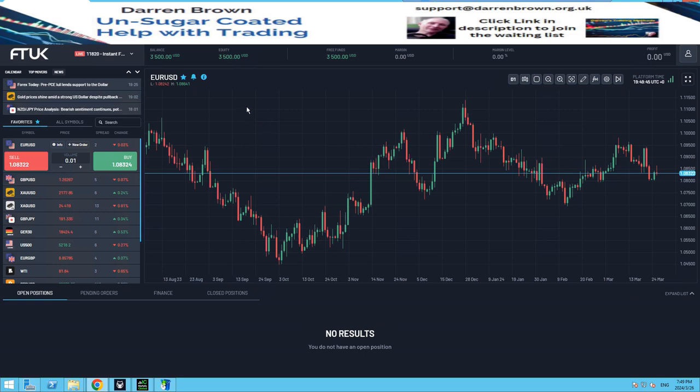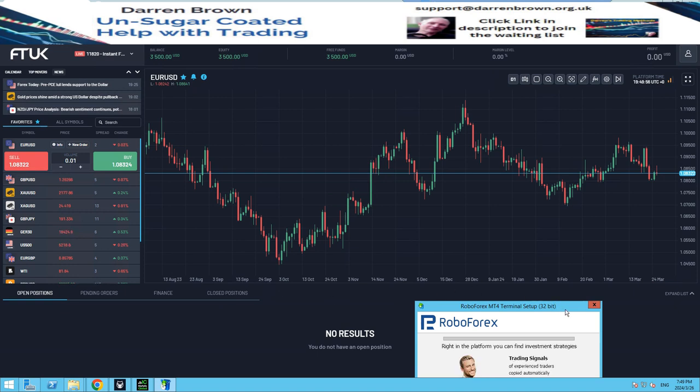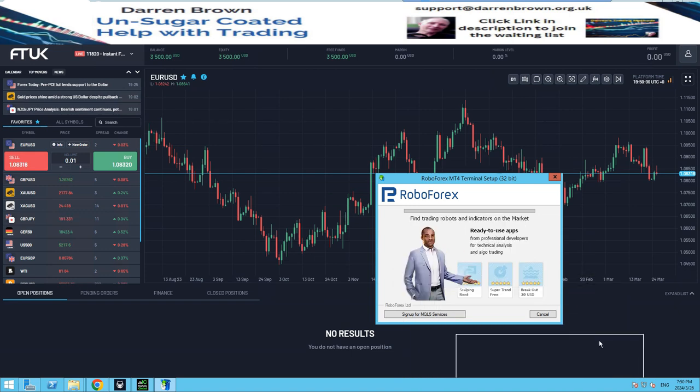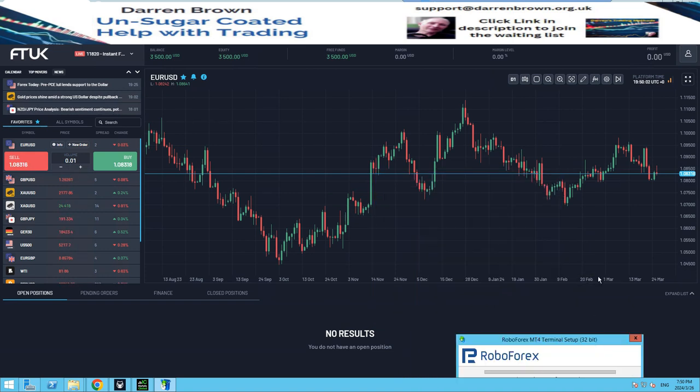So I'm going to be trading using certain ways. One of them is Robo Forex, which I'm patiently waiting for to load up. It's gone very, very slow at the moment, but it could be because I'm running on my servers at the same time. And then once I get the MT4 terminal working, I'm going to be putting in some special EAs, expert advisors, and I will be running that.